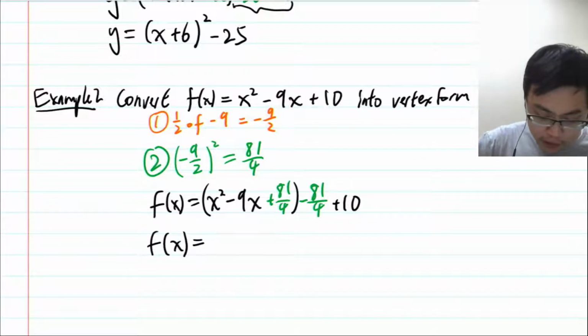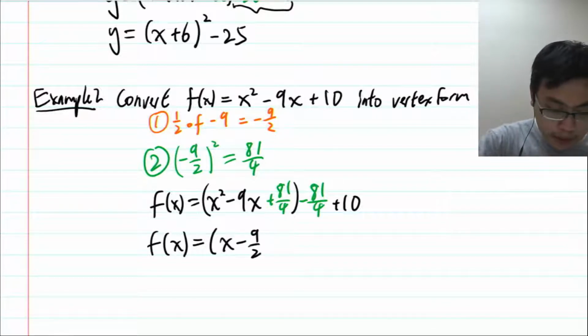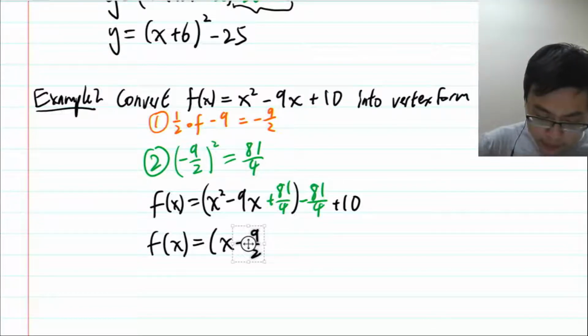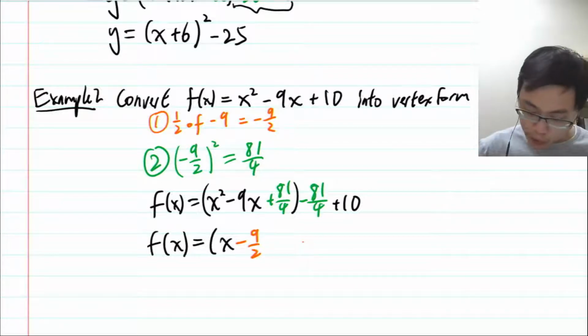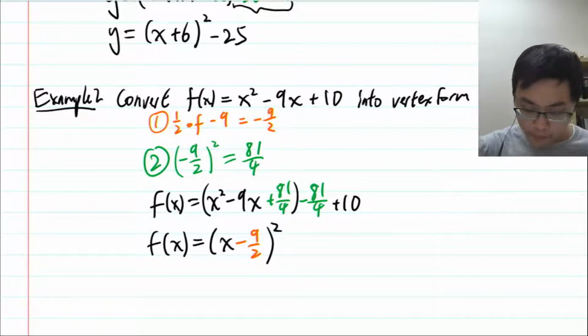So f of x is going to be x minus 9 over 2. It is exactly the same as this over here. So let me put this in orange to make it super clear for you. You just put that into here, and this whole thing is squared. That's your perfect square. And then we have minus 81 over 4 plus 10.